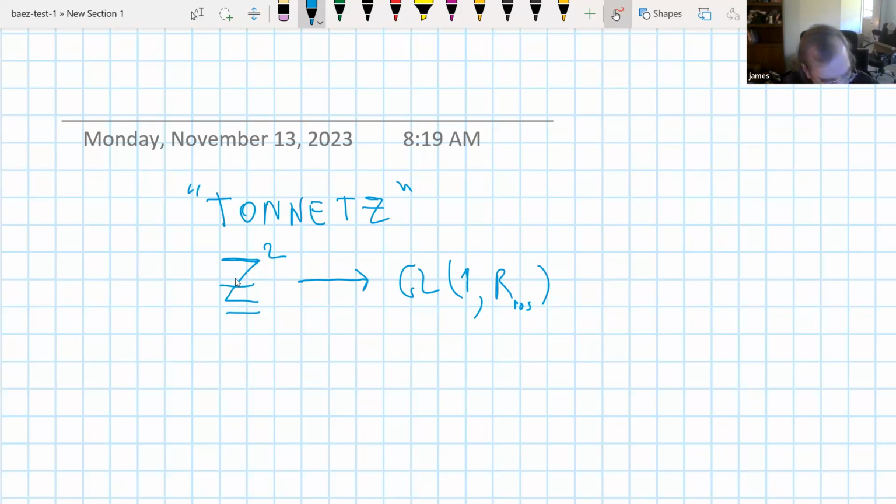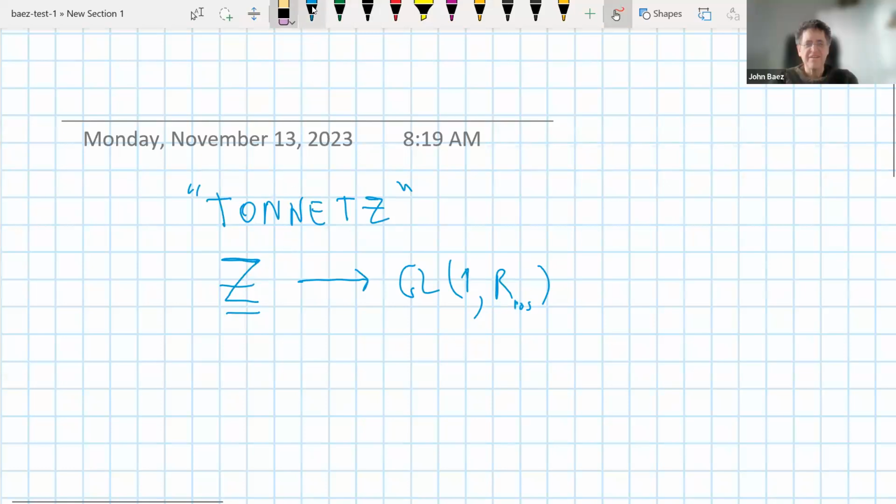Okay. So maybe instead of thinking of this as the Cartesian square, maybe I should think of it as the direct double. Let me make that look a little bit better. Okay.